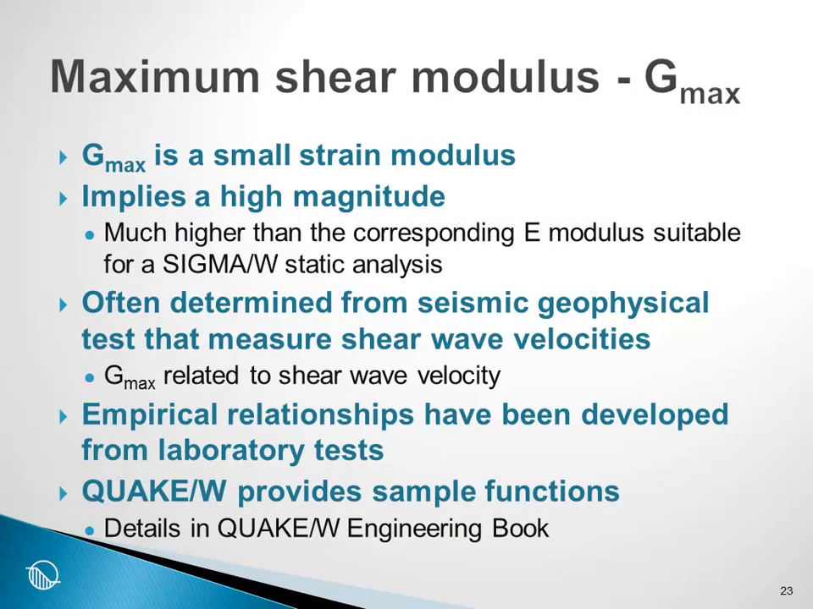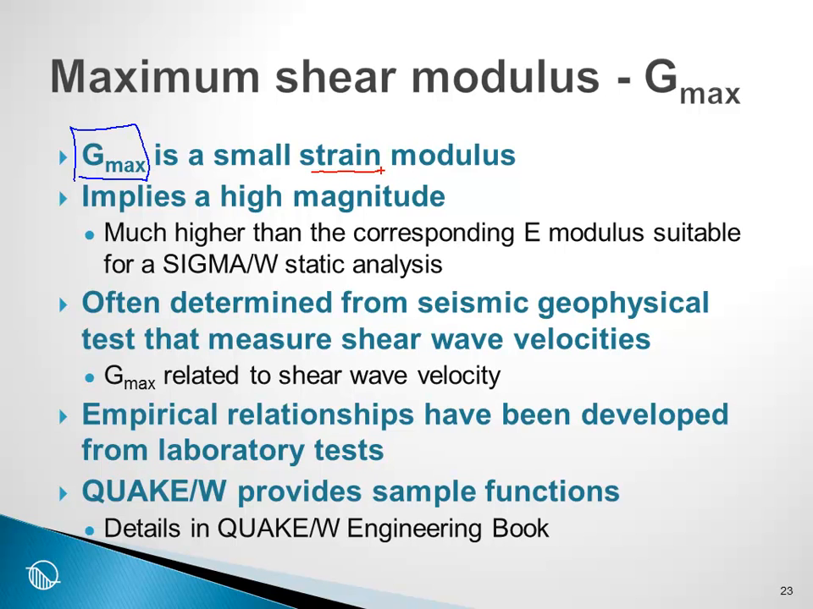So what we need to do for material properties for an equivalent linear analysis, number one, is to specify or define the soil stiffness. We do this by defining Gmax. Gmax is a small strain modulus. This implies a high magnitude. It's much higher than the corresponding Young's modulus suitable for a SIGMA/W static analysis.